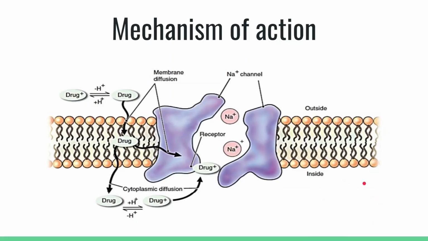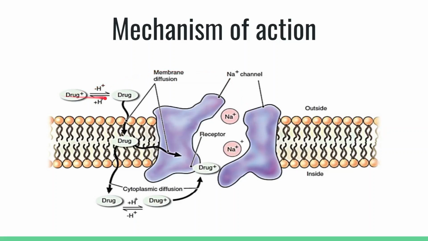The way this channel works is that when it opens, it allows sodium to enter the neuron so that there will be a depolarization, so that the membrane potential is going to decrease, or become less negative, and this is going to cause the cell to undergo action potential, which will lead to a sensory impulse that travels to the brain and causes whatever sensation. We want to prevent this from happening.